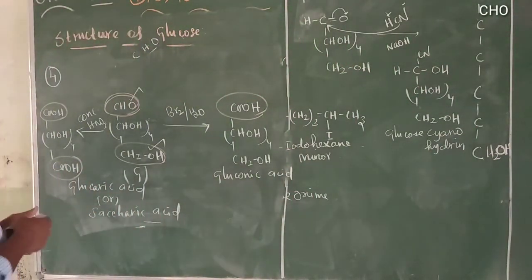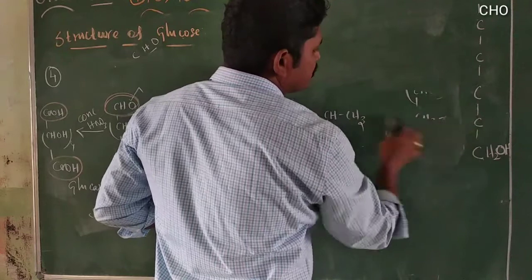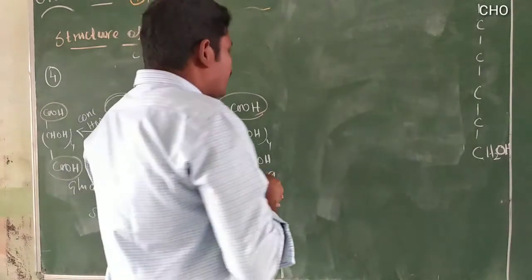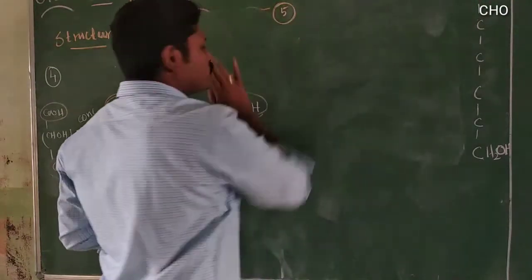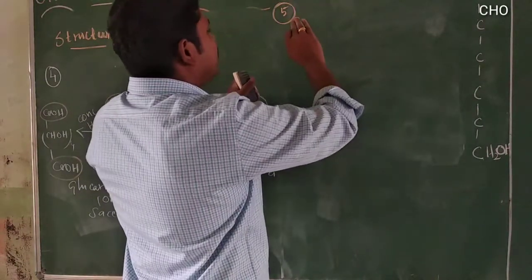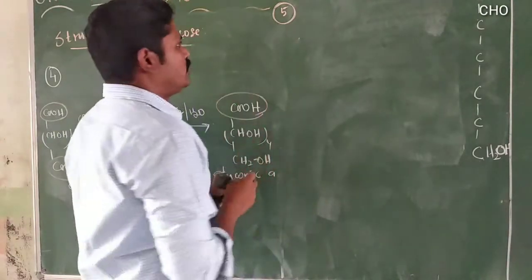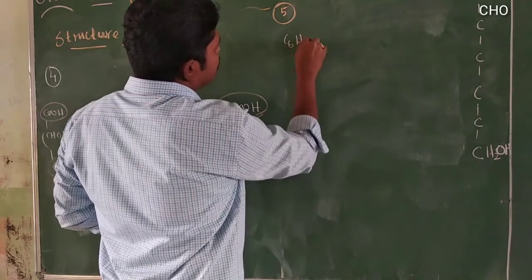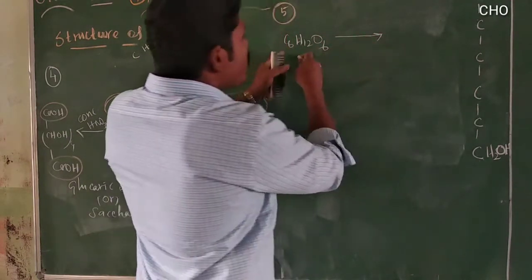Fifth point, the confirmation point, that the aldehyde is present in glucose. Glucose is oxidized into gluconic acid in the presence of Tollens' reagent and Fehling's solution. So glucose is oxidized to gluconic acid.